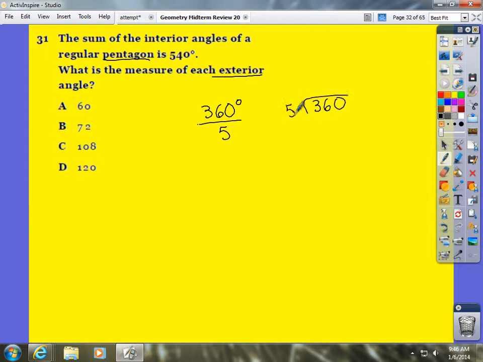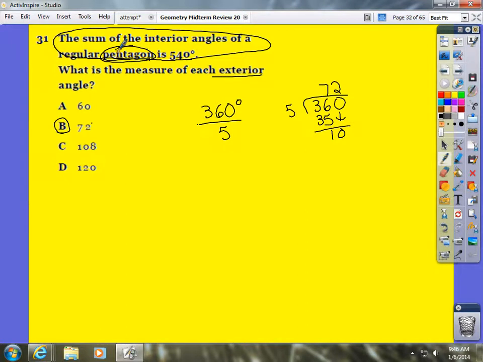5 times 7 is 35. Leaving us just 1. We carry down the 0. 5 times 2 is 10. So we have 72 degrees. This whole statement here is really kind of useless to us except for the fact that this is a pentagon. I think they threw in the 540 to confuse you.